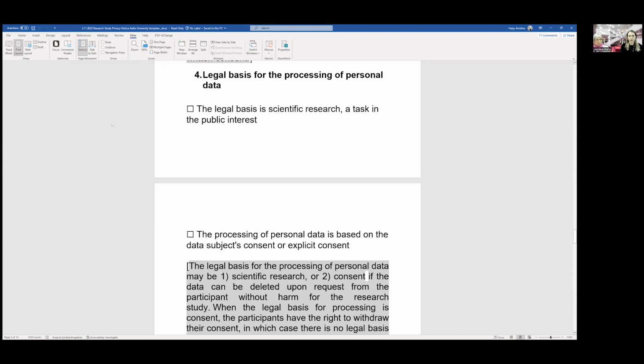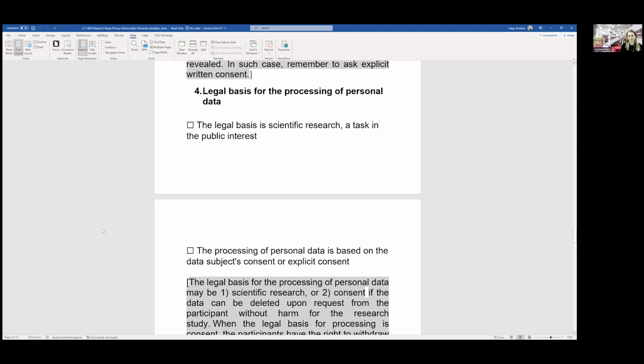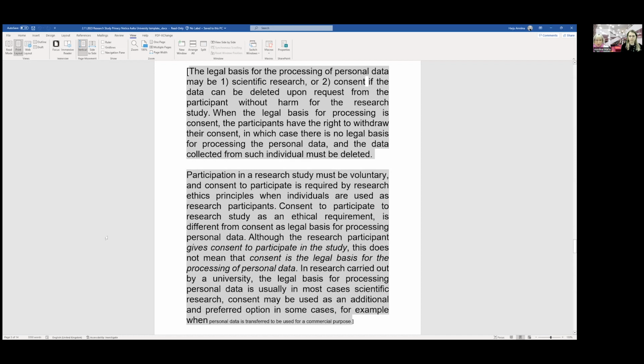So be really careful and try to choose the first option, which is scientific research. The second one is not the same as asking consent to participate. This is a bit of a tricky part: the consent to participate is different from the legal basis of processing personal data. But this is the reality, and we'll discuss it a bit later when we discuss the consent.